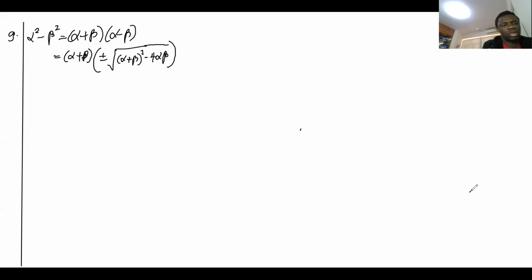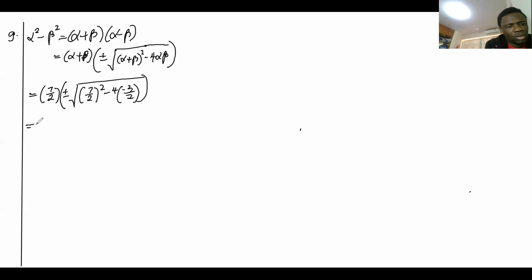So maybe let's just substitute quickly. So this is going to be 7/2, then times plus or minus. So you want to put the brackets, right? So this will be 7 over 2 squared minus 4 times negative 3 over 2. So actually, I can multiply this sign. So the main sign will be plus or minus, all right? You can do that. You don't have to wait.